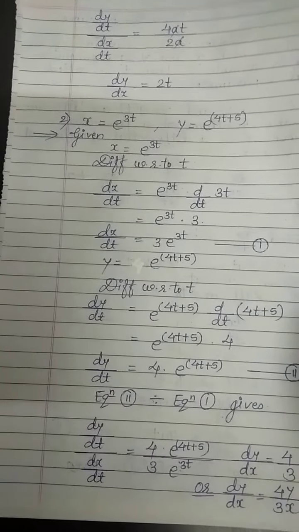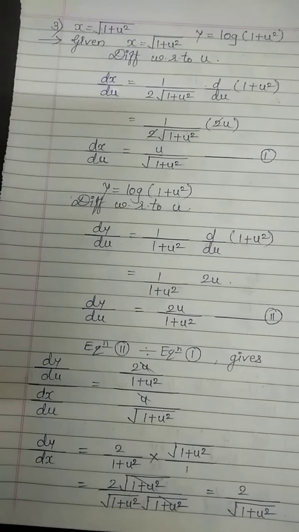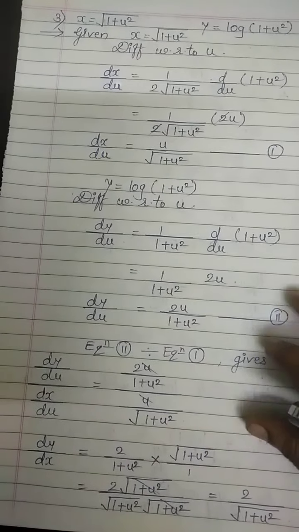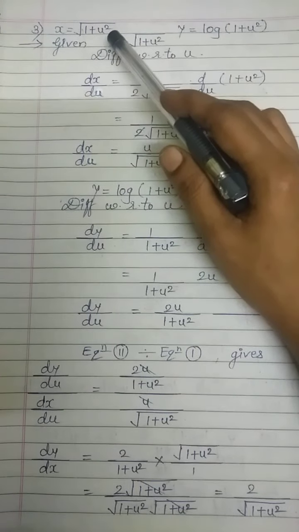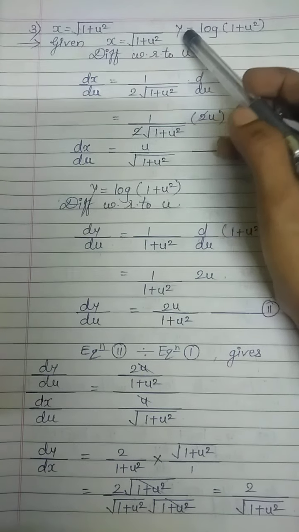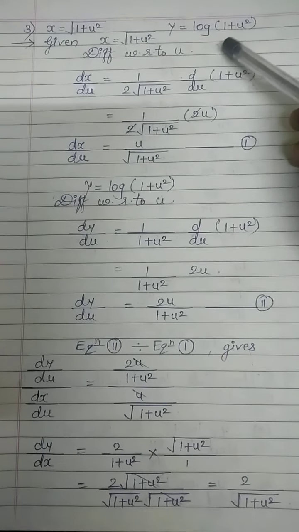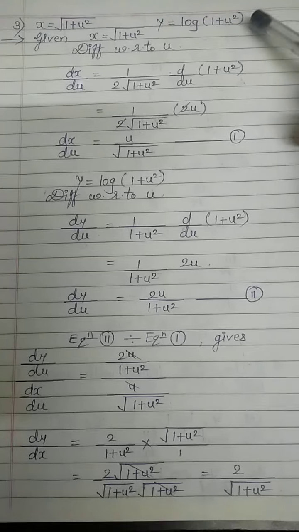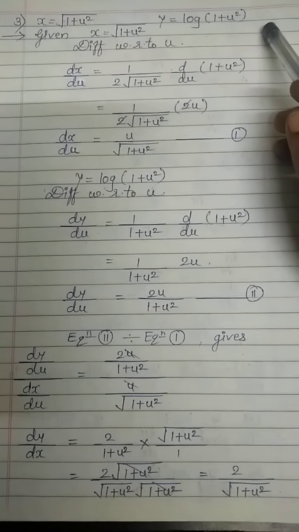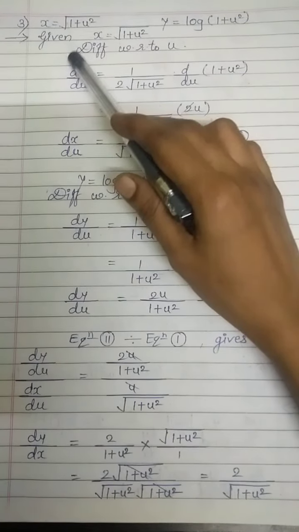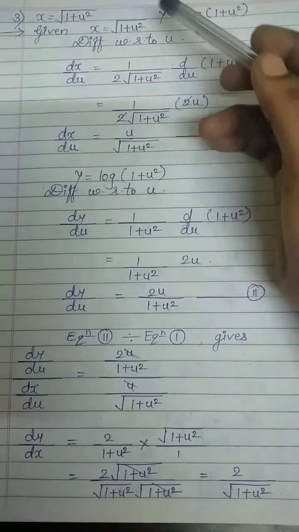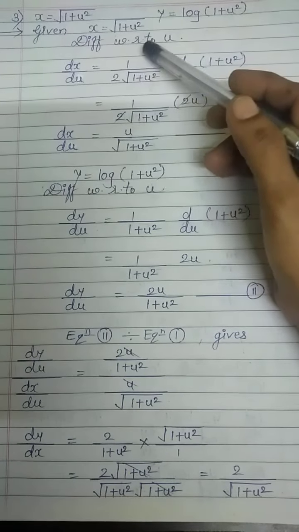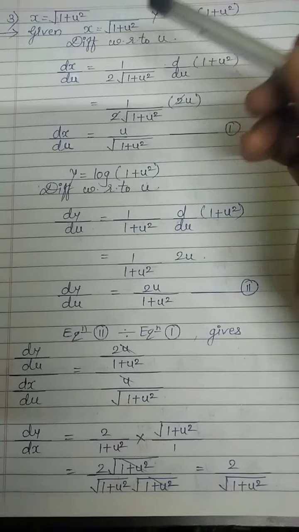Now consider the next question, that is question number 3. x is equal to under root 1 plus u square, y is equal to log of 1 plus u square. Now here the parameter is u. Now given x is equal to under root 1 plus u square. So differentiating with respect to u.